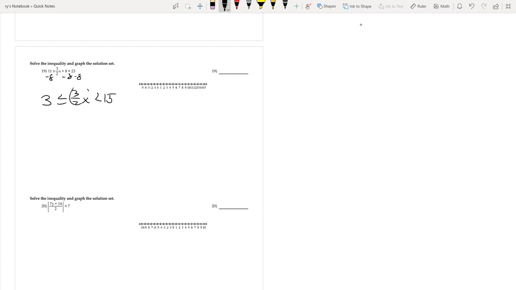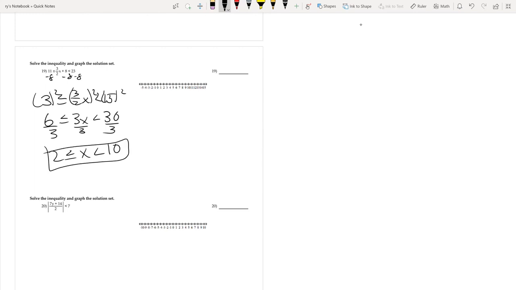Now I'm going to multiply everything by 2. So I get 6. Sorry, these look like squares. 6 is less than or equal to 3x is less than or equal to 30. And then I divide by 3. So this gives me 2 is less than or equal to x is less than 10. So that's my compound inequality solution.